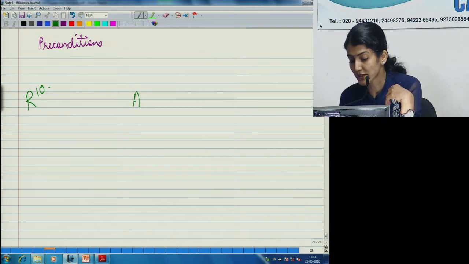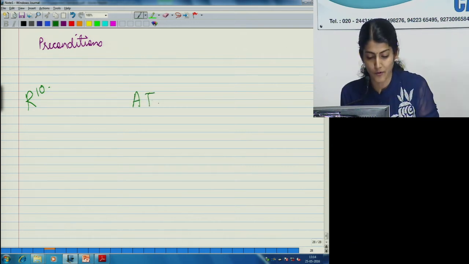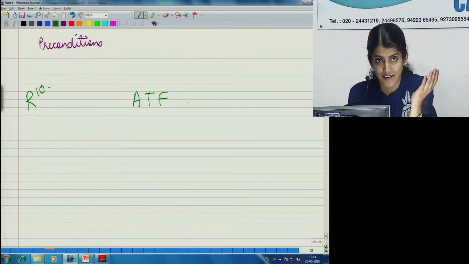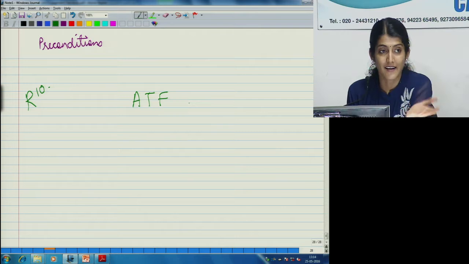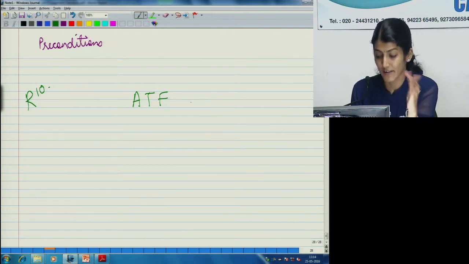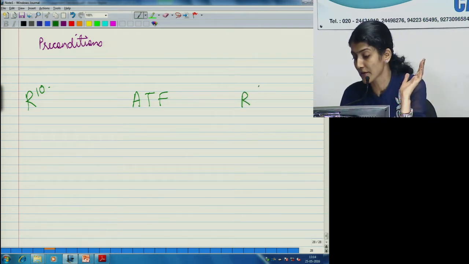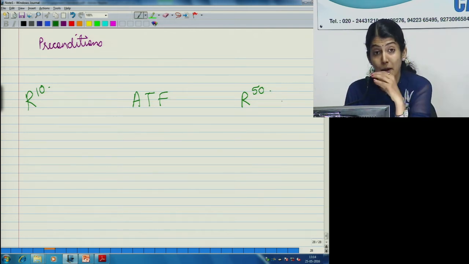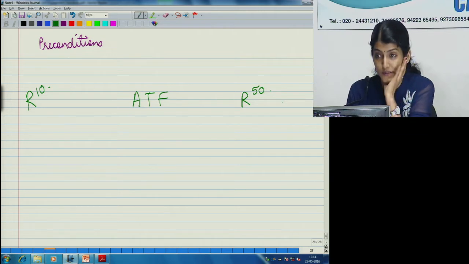Second notation which we use, some questions, next to them I will make you write R raised to 10, write ATF. ATF means what? All time favorite. That it has come in the exam and can also come further, all time favorite. And some I make you write R raised to 50. R raised to 50, read, revise 50 times before the exam. It means there is a big time possibility that this question could be asked.